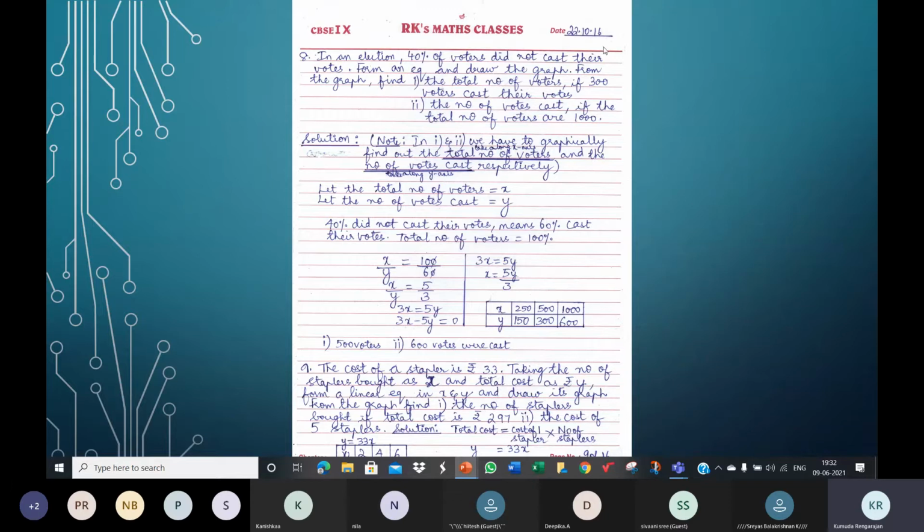Now, how do we decide that? In questions like this where there is no mention, you should just read the questions that follow. When you read the questions, what are the questions you'll have to answer? You need to find the total number of voters.